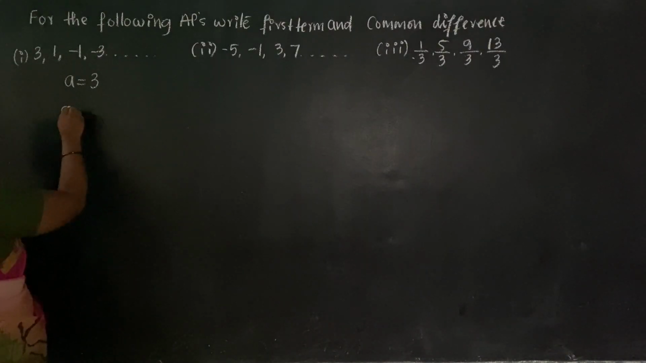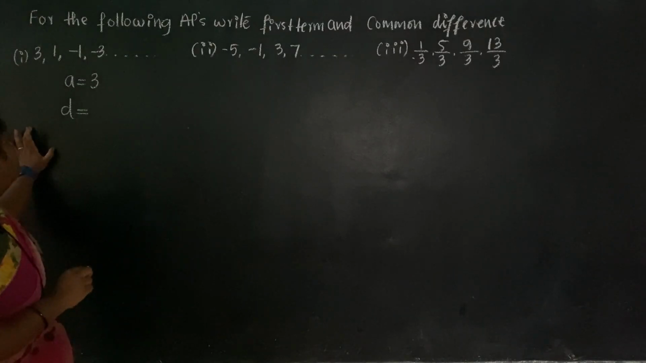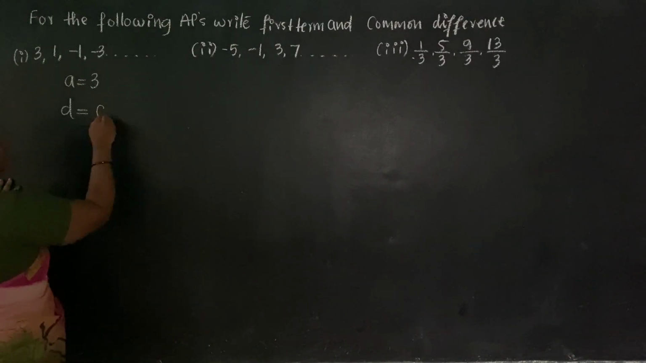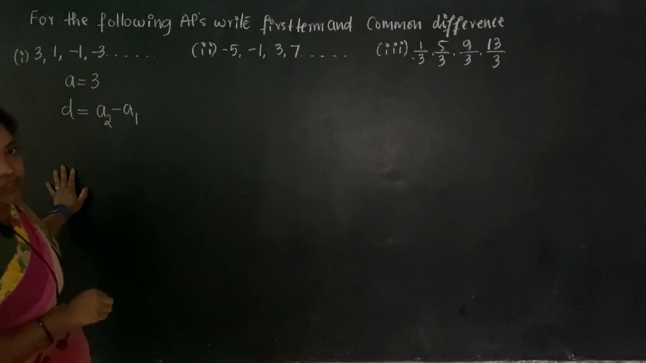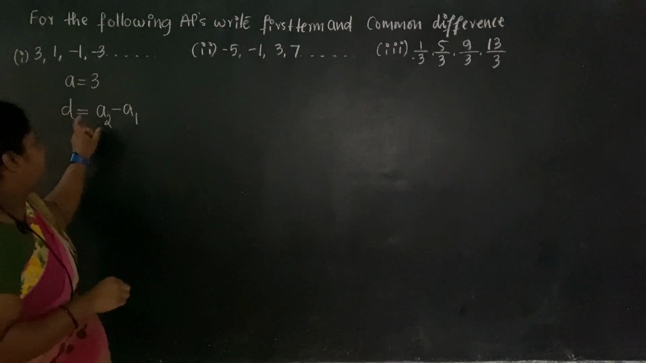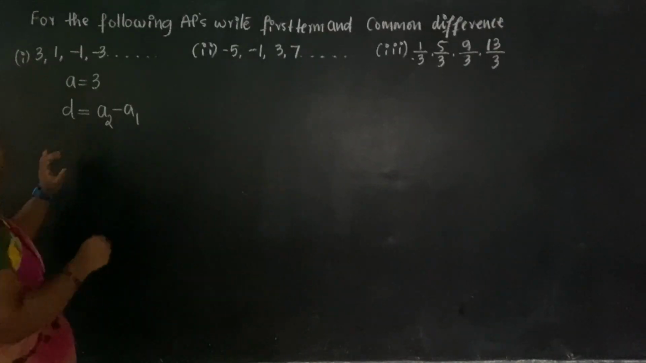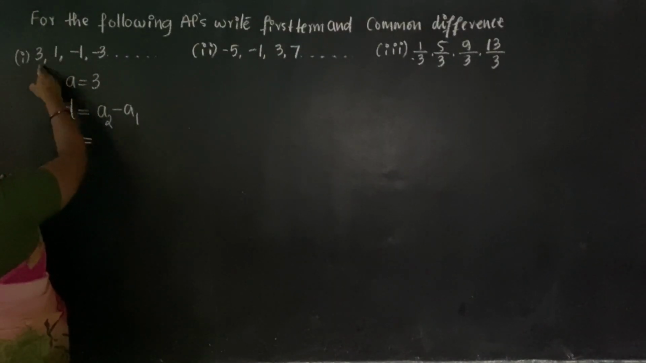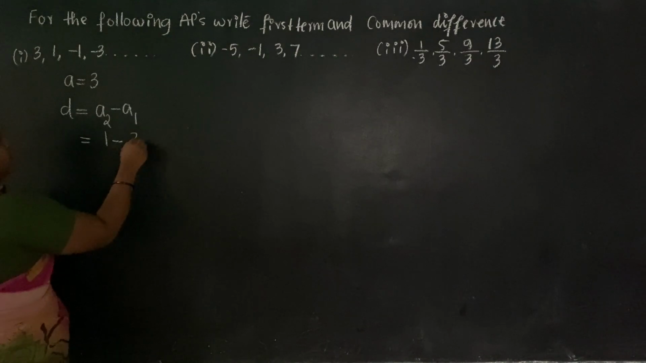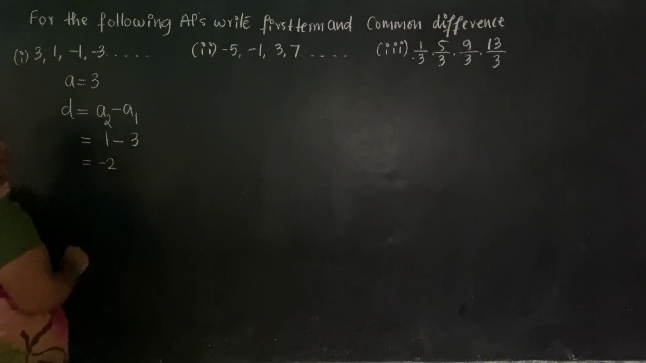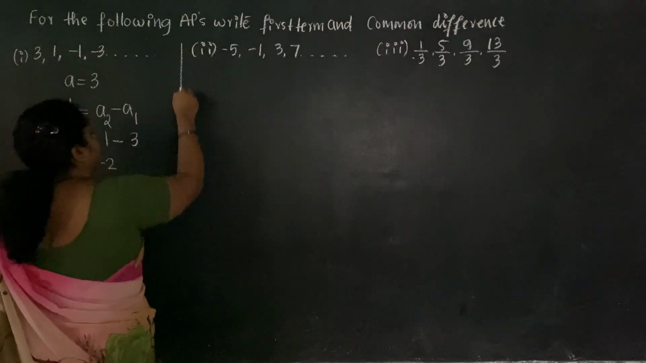Now to write the common difference, I'll give you a formula. To calculate the common difference, you need to calculate the difference of the second term and the first term, or how much less or more the second term is than the first term. That gives the common difference. So what is the A2 value you have, dear? This is A1, this is A2. A2 is 1, and A1 is 3. 1 minus 3 is equal to minus 2. This is what we get. We'll move to the next question.